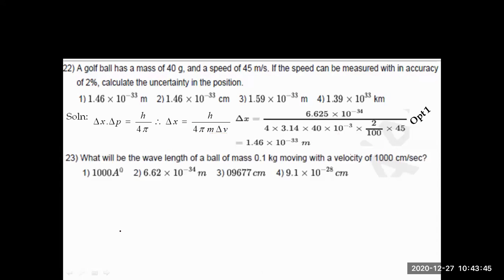What will be the wavelength of a ball of mass 0.1 kg moving with a velocity of 1000 centimeter per second? Mass is given 0.1 kg, velocity is given. So what is the problem it is related to? De Broglie's wave concept. Option 2.